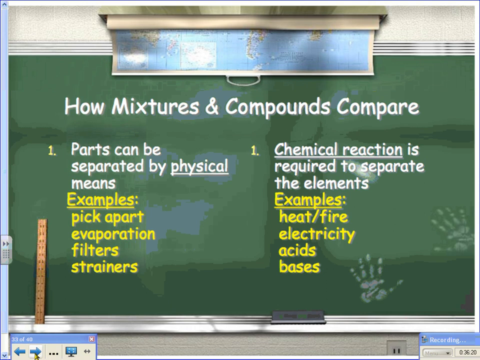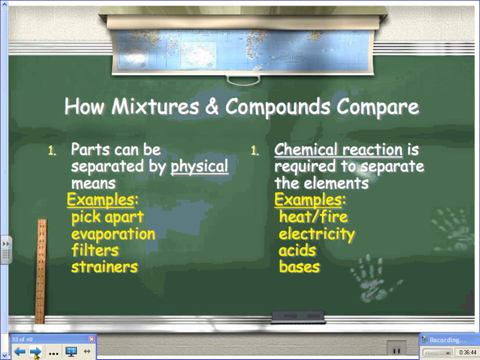Electricity, zap something with electricity. That will force elements to break chemical bonds. Or put an acid or a base. Strong bases can act like acids, and they can break apart chemical bonds. So, for a compound, you need a lot of energy. You need some kind of chemical reaction to break it apart.